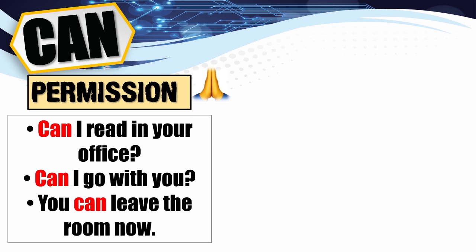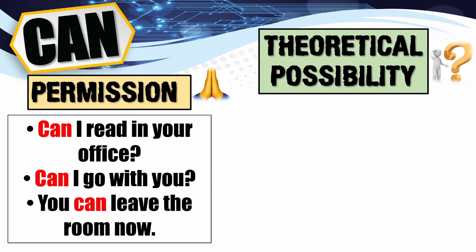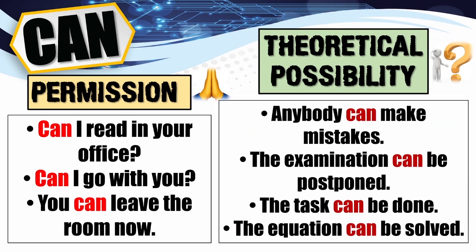Let's look at the third use of can as a modal auxiliary verb, and that is theoretical possibility. This means it's not a possibility that is bound to happen, but is a hypothetical possibility, or better still, theoretical possibility. Let's see some examples. Anybody can make mistakes. The examination can be postponed. The task can be done. The equation can be solved. Now, when you look at all of this, can in this context shows theoretical possibility. That anybody can make mistakes doesn't mean anybody or everyone should go ahead to make mistakes.